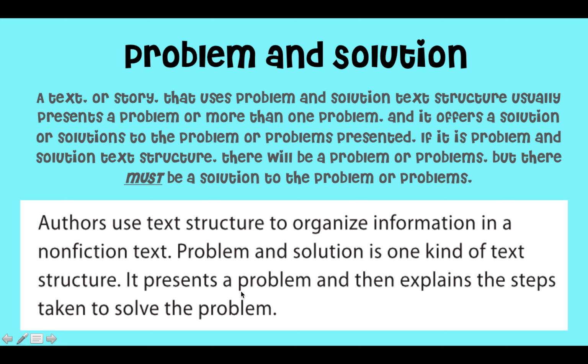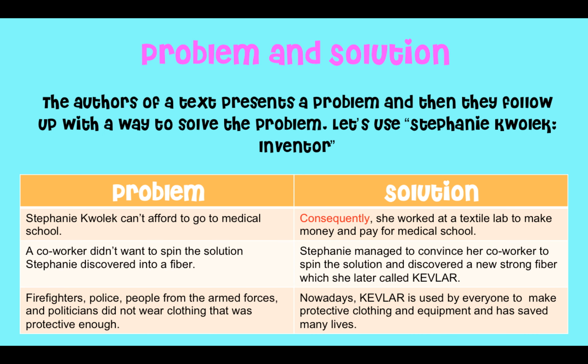It presents a problem. So in a text, there's going to be a problem presented or problems, and then there's going to be ways to solve that problem. Now, if you have problem and solution text structure, there's going to be a problem or problems, but there must be a solution to the problem or problems. If there is no solution, then your text structure is not problem and solution, okay? So let's go ahead and take a look. Problem and solution. The authors of a text present a problem and then they follow up with a way to solve the problem. Let's use Stephanie Kwolek inventor.